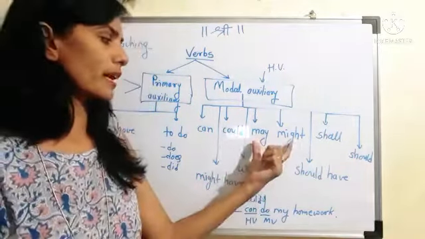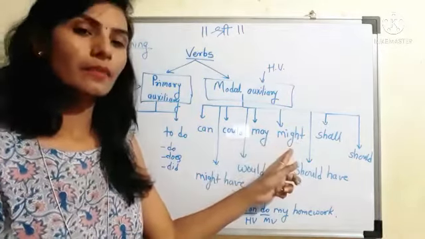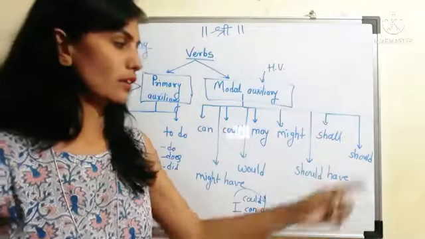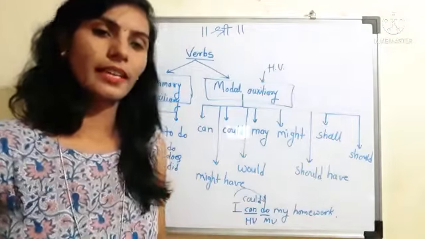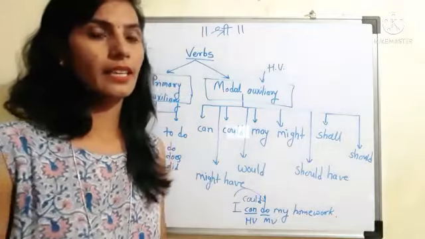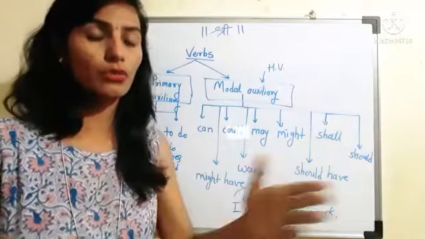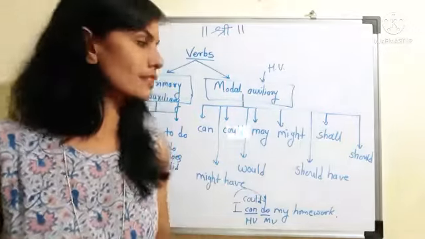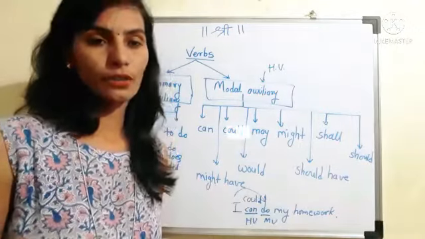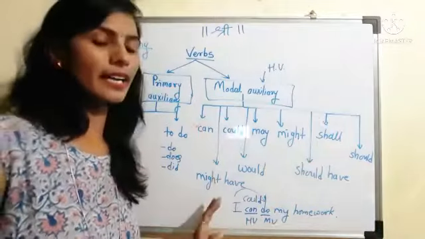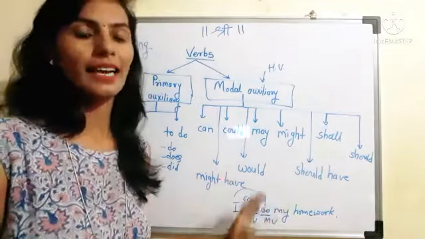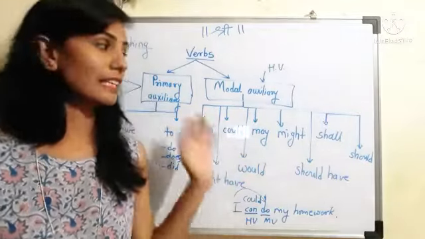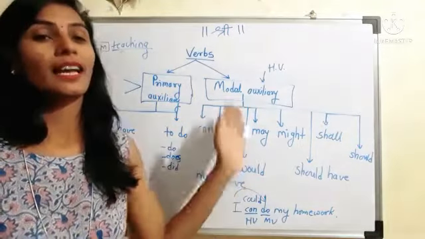So same about may and might. May in present tense, might in past tense. Then shall we can use in future tense only. Should in present tense also we can use. If I say that you should go to your class, means if you want to give a suggestion, any suggestion, in this case you can use the modal auxiliary verb should. Then should have, would have, might have, means according to your sentence and structure you can use them. So I think this is clear to you, what the primary auxiliary and the modal auxiliary are.